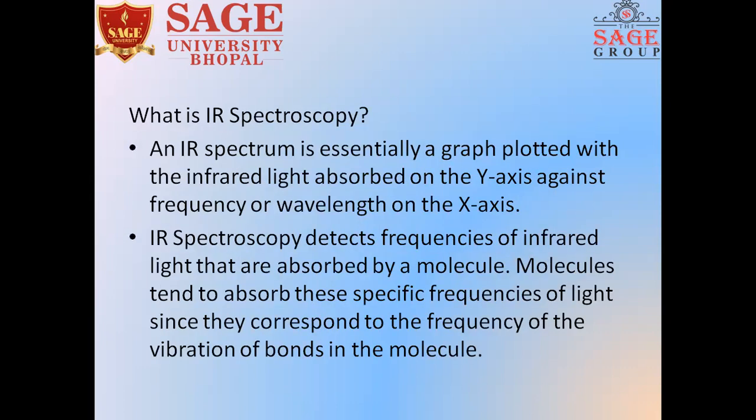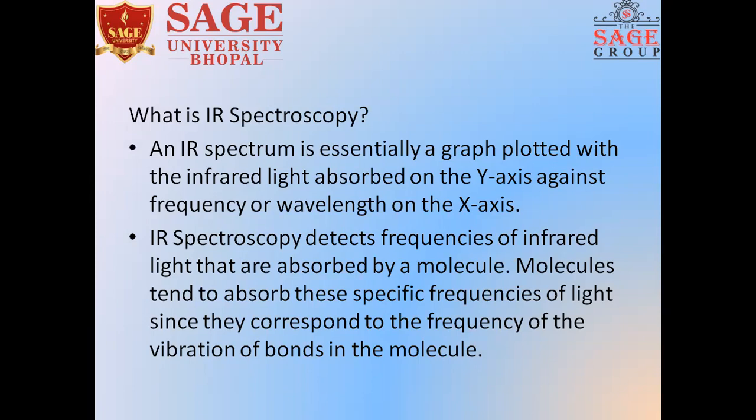So what is an IR spectrum? An IR spectrum is generally a graph plotted with the infrared light absorbed on the y-axis, and on the x-axis the wavelength of light. When infrared radiation moves through the molecule or our sample, the IR gets absorbed. In the absorption graph, the absorbance is plotted on the y-axis, while the wavelength which has been absorbed is plotted on the x-axis. How that graph looks, we will discuss in the next slide.